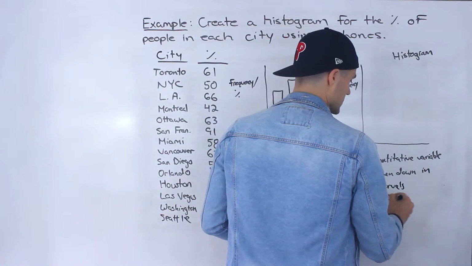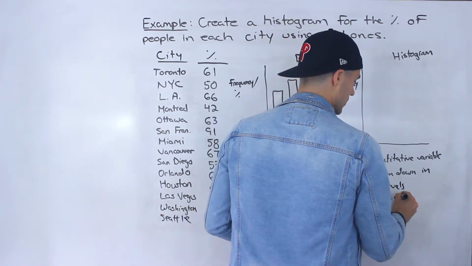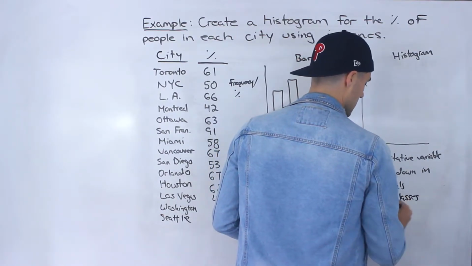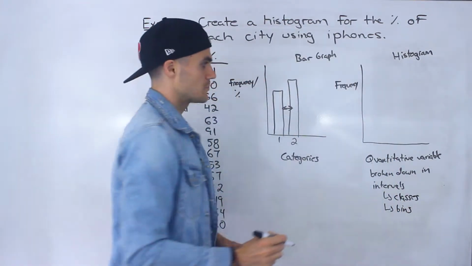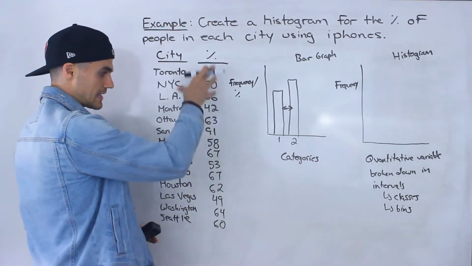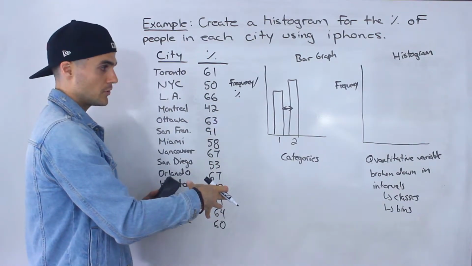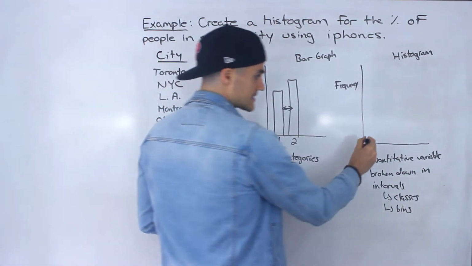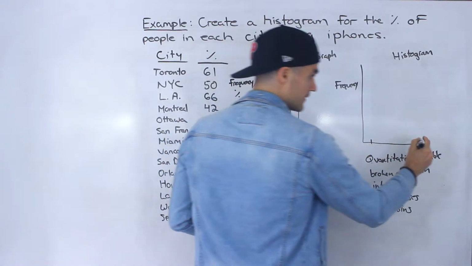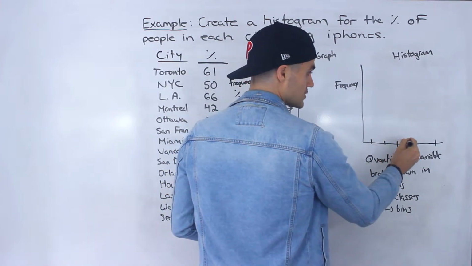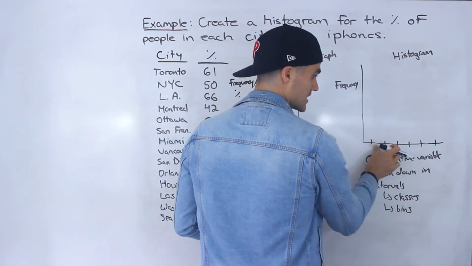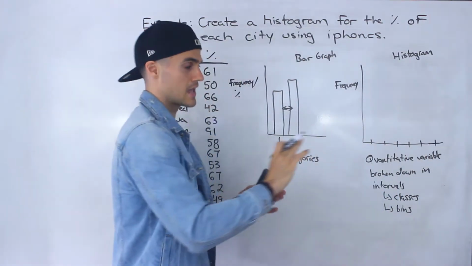Some other words for these intervals, you'll sometimes see them called classes, and sometimes bins. Basically, we're going to take a quantitative variable, take its lowest amount in the data and its largest amount, and break it down into even size intervals. Each of these intervals is going to be the same width.